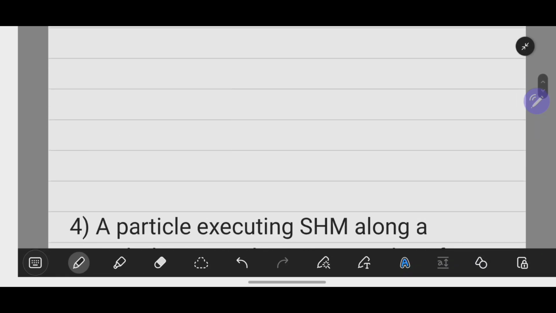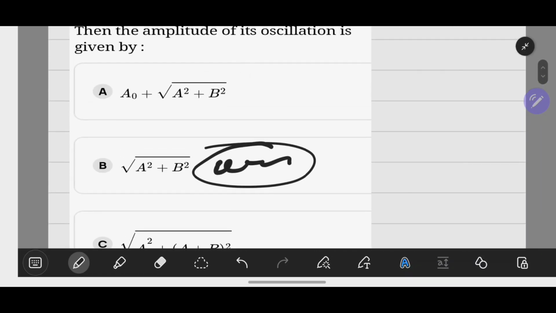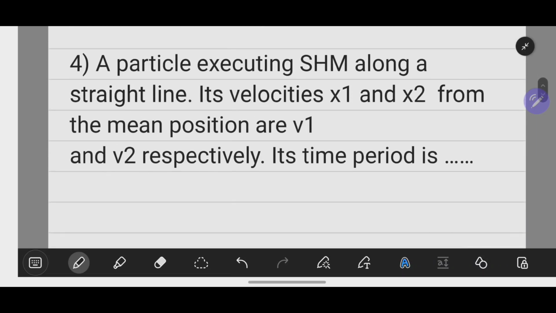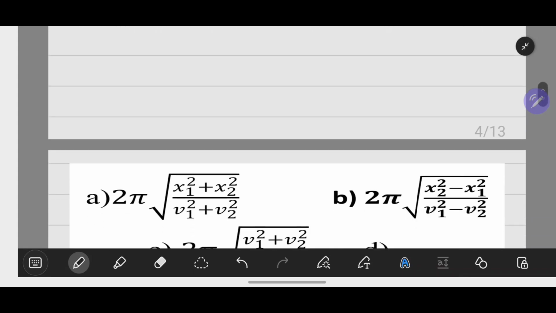Now come to the next one. Which option is correct? B option is correct, under root of A squared plus B squared. So we have the fourth, the most important one, because though it is complex, we have to remember exactly what the solution for it is.